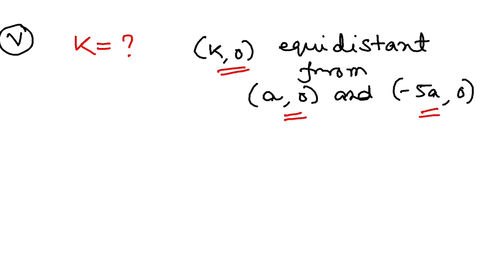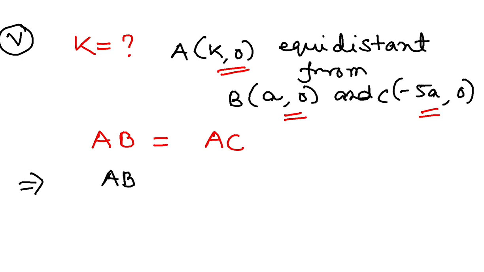So let us assume that this is A, this is B, and this is C. So what will happen then? AB is equal to AC. A is equidistant from both B and C. Equidistance means distance is same. So this should give us, if I square it already, AB square equal to AC square, isn't it?